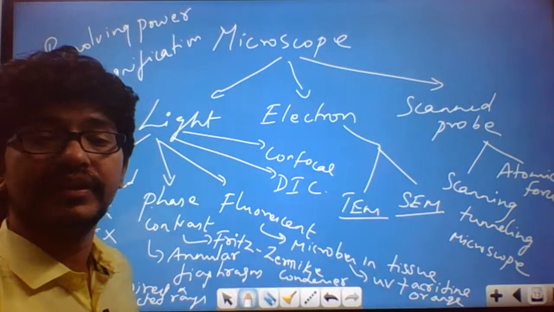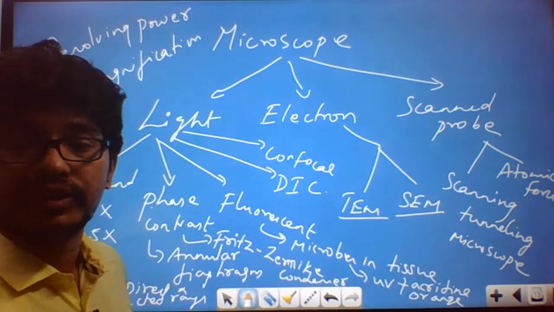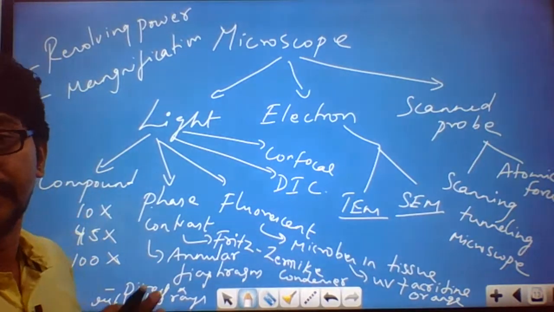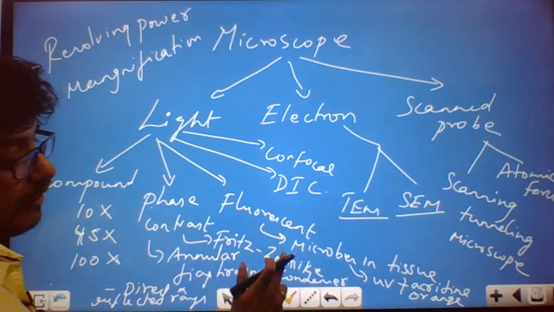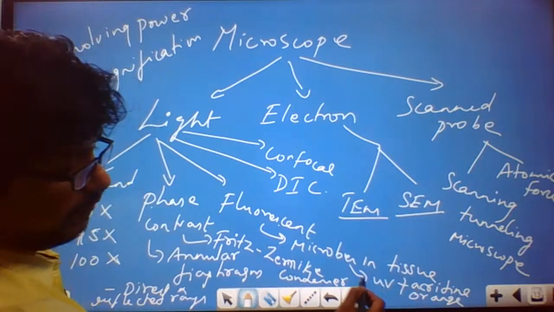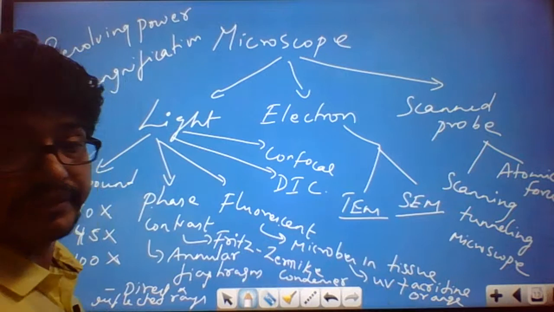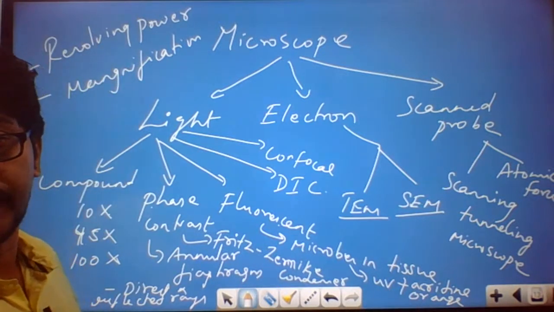You may think this is all additional material that I'm discussing, but maybe you get one question from microscopy. So for the outline that I'm giving, please listen to it. The application of the fluorescent microscope is to see the microbes in a tissue, where the specimen is exposed to ultraviolet rays and stained with acridine orange.